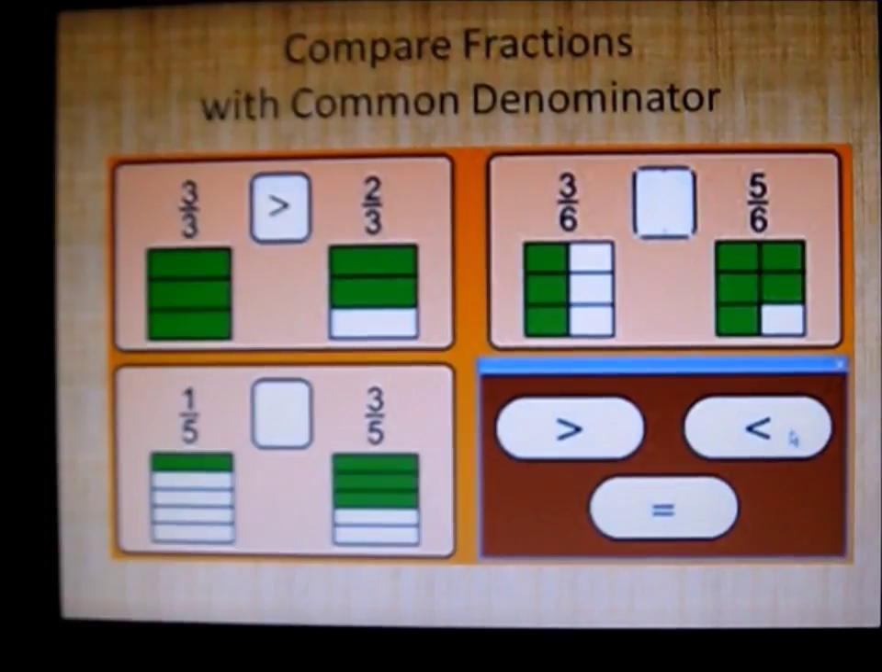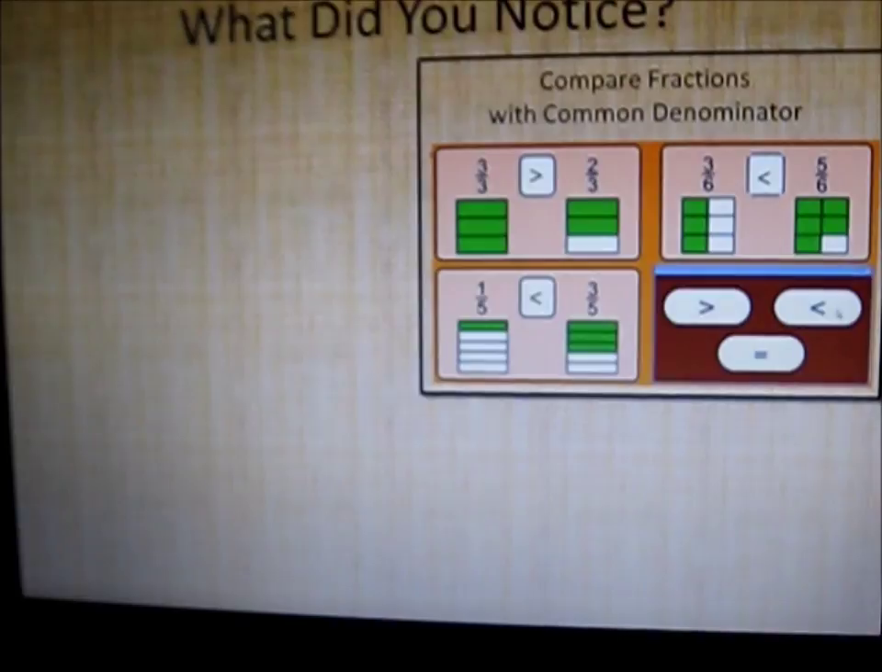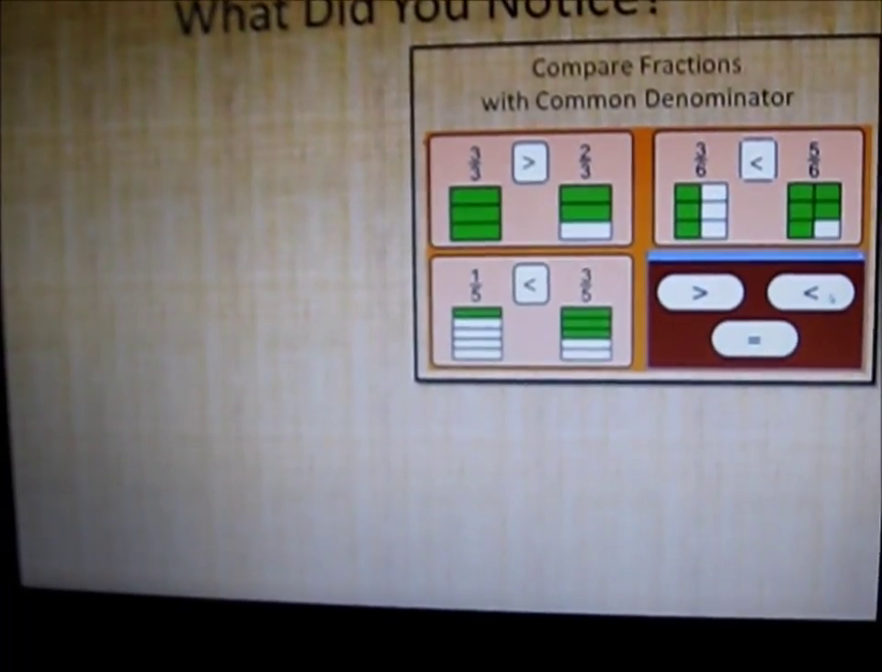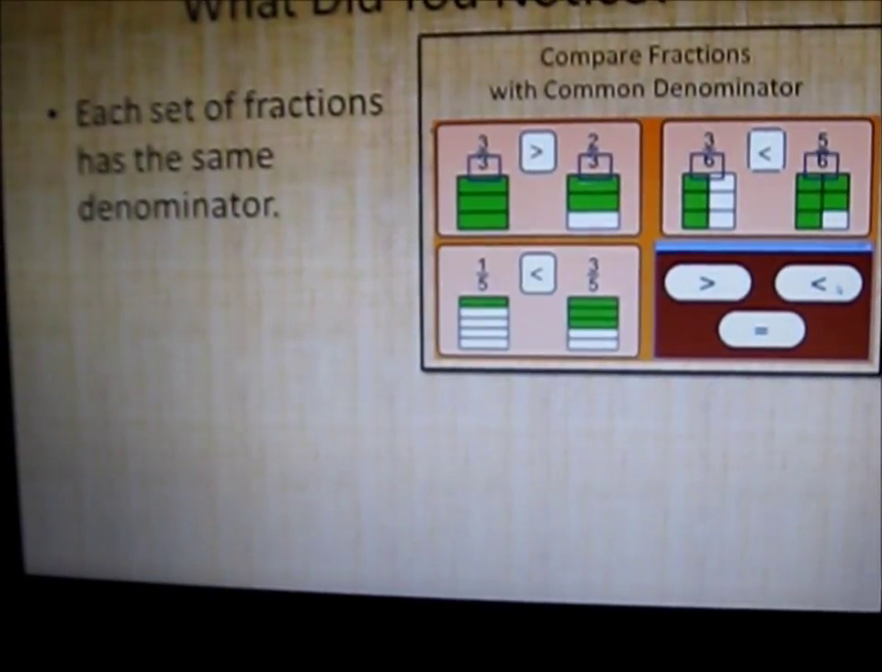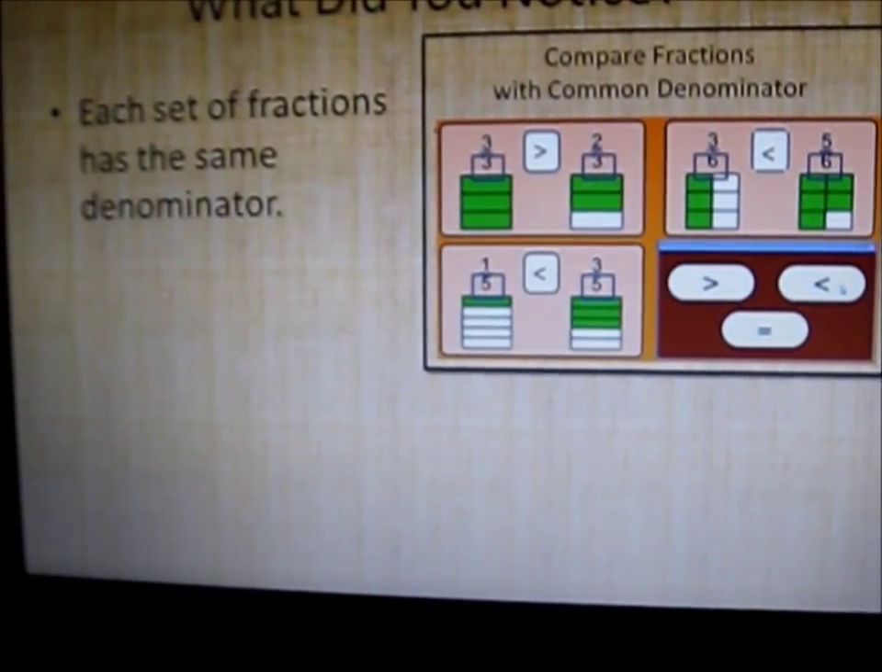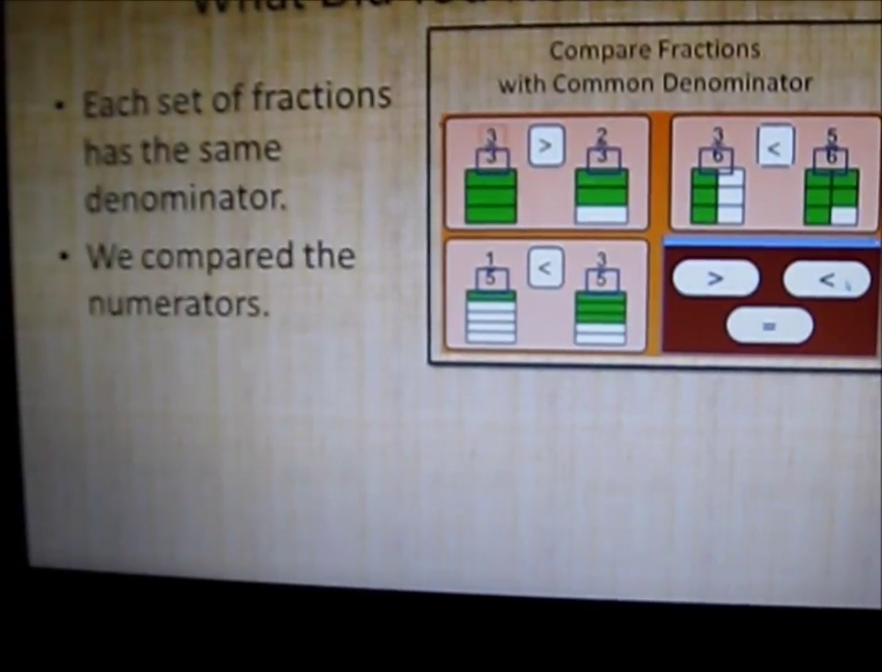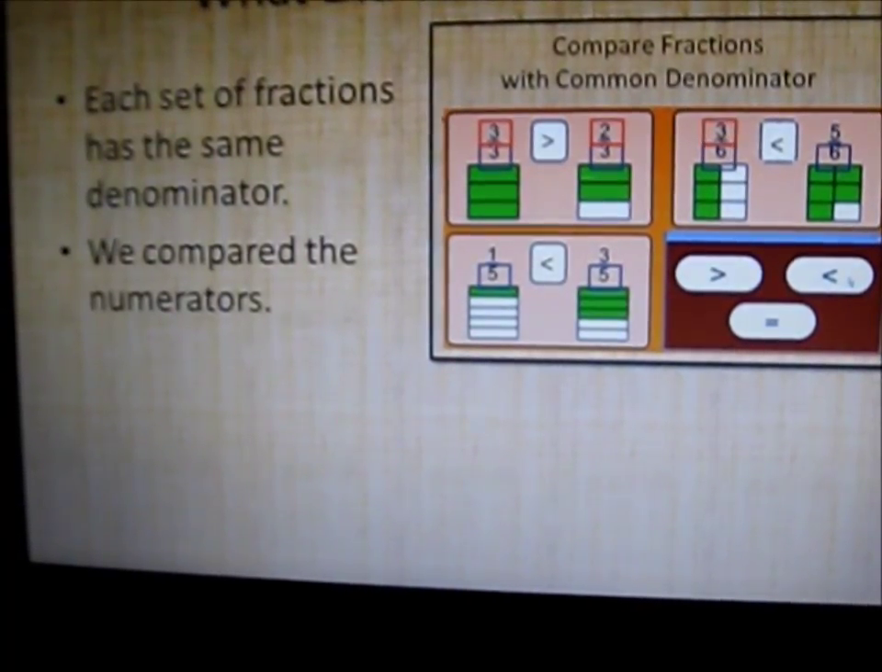3/3 is greater than 2/3. 3/6 is less than 5/6. And 1/5 is less than 3/5. What did you notice? Each set of fractions has the same denominator: 3, 6, and 5. We compared the numerators.